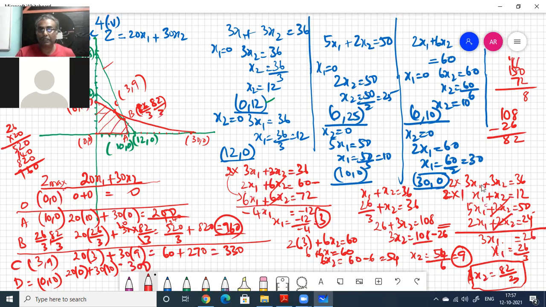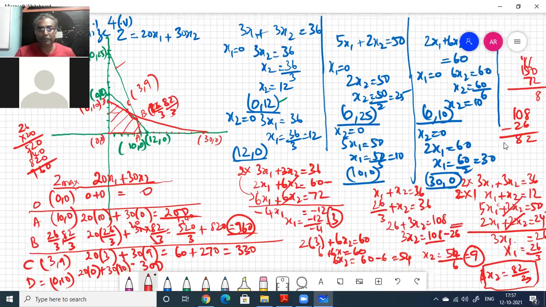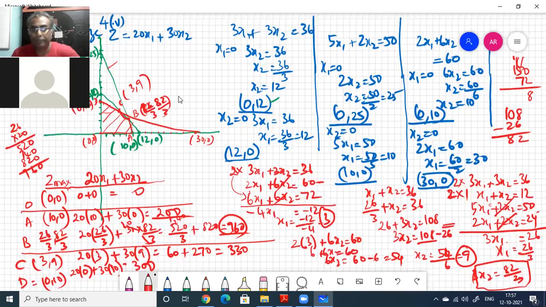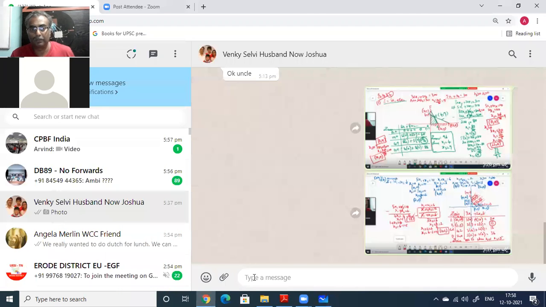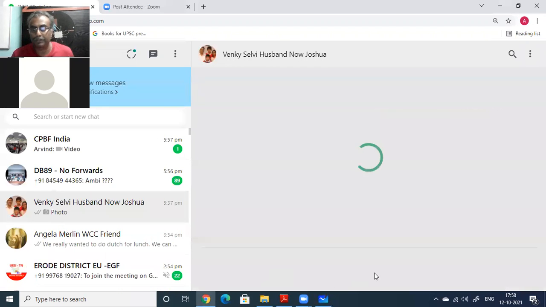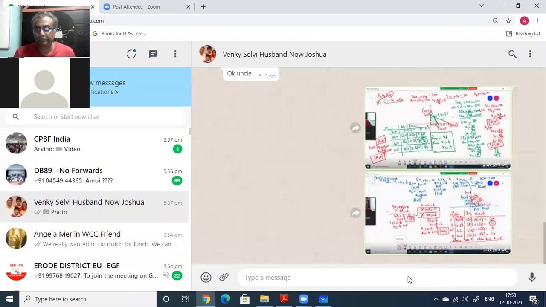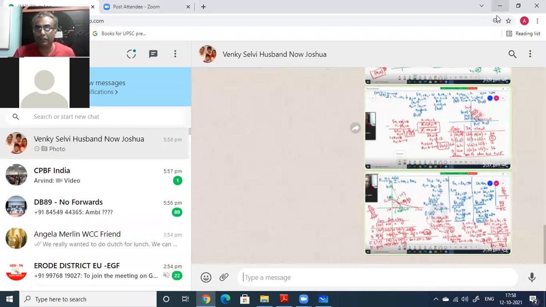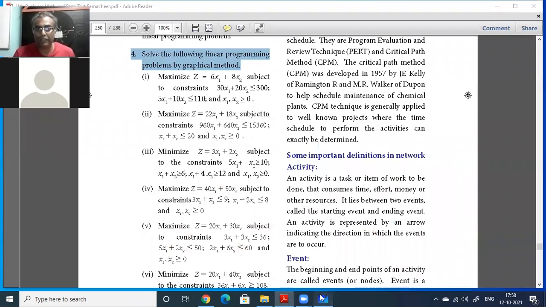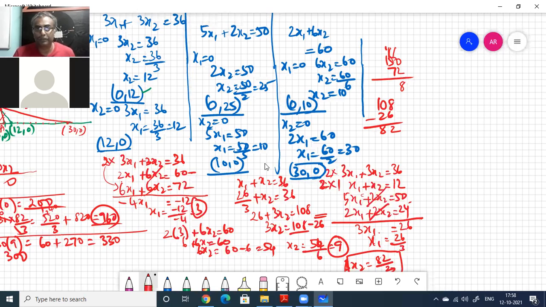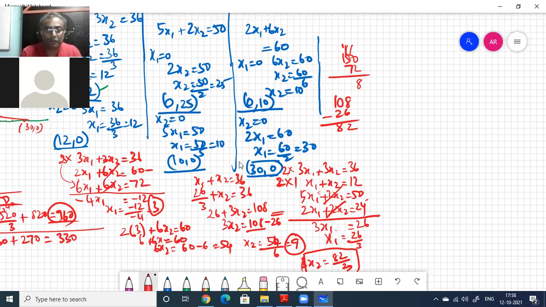3x1 plus 3x2. Can we just do one more time? Okay, we will copy this and paste it first. Now let us go in and see if any problem was there with the two sums. The two lines are 3x1 plus 3x2 is equal to 36. That is the first line.